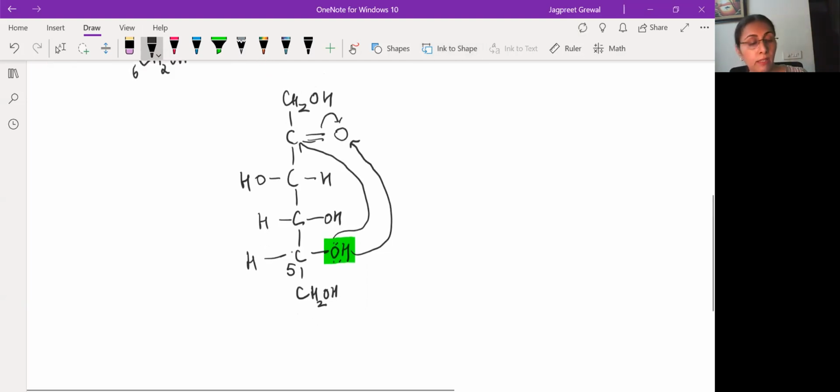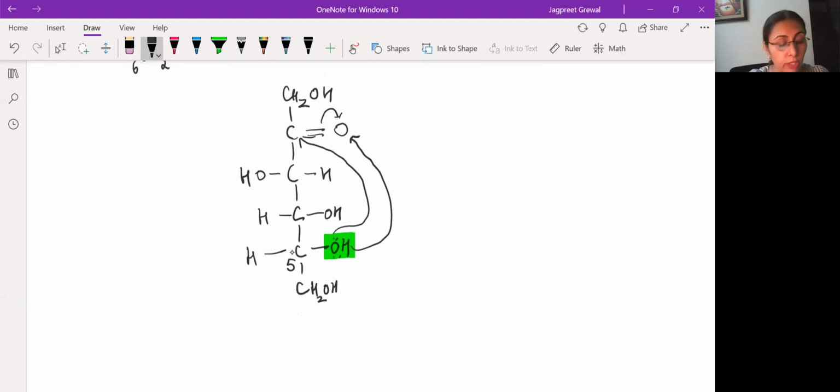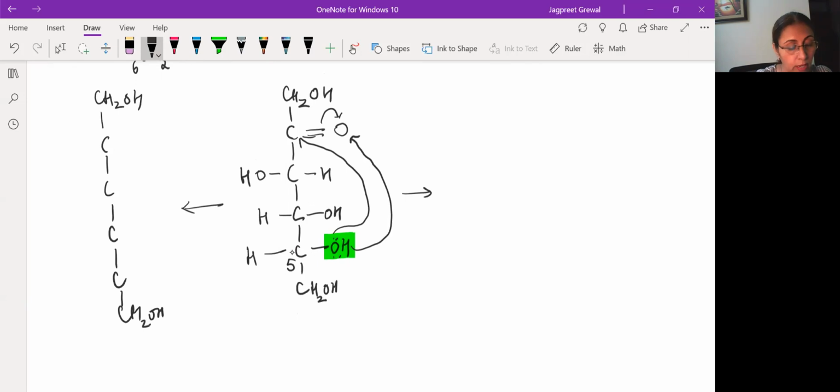So as a result, you get two types of configurations. One is where the new OH group that is formed is towards the 1, 2, 3, 4, 5, 6. Again, the rest of the molecule is the same.